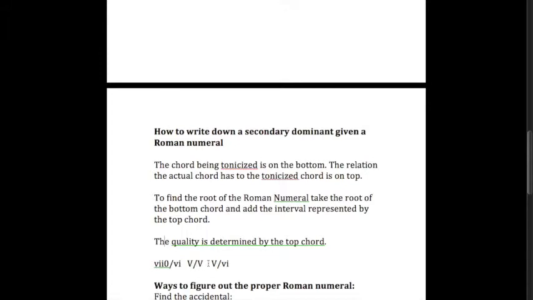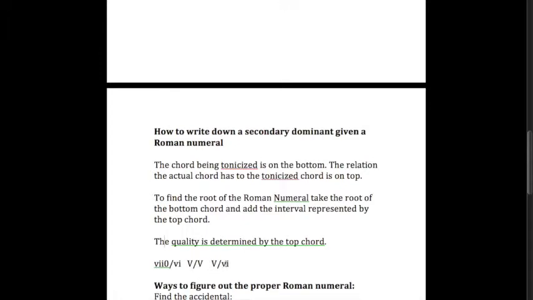If you had a 5 of 5, we'll stick with C major, that means if you were to write out this chord, you would need to find the root of the 5, which would be G, and then you'd add a 5th because it's a 5. So then you come up with D. That's the root of the chord. It's major, so that means it's D, F sharp, A.